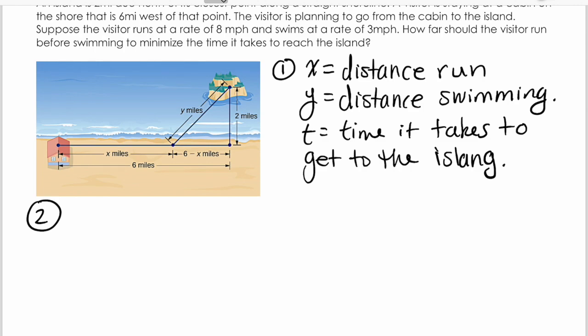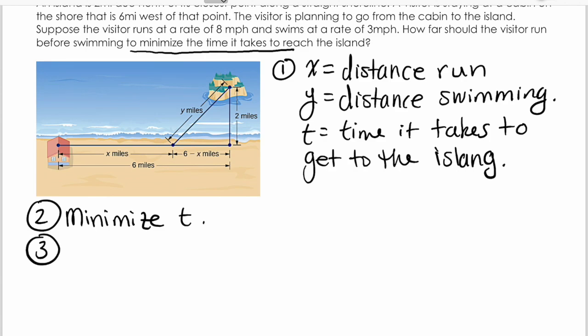Now, step 2, we need to come up with an equation that involves our variables here. So if you recall, distance is equal to rate times the time. The second step is to identify what you're minimizing. And in this question, it says we want to minimize the time it takes to reach the island. So that's what we want to minimize: t, our time.